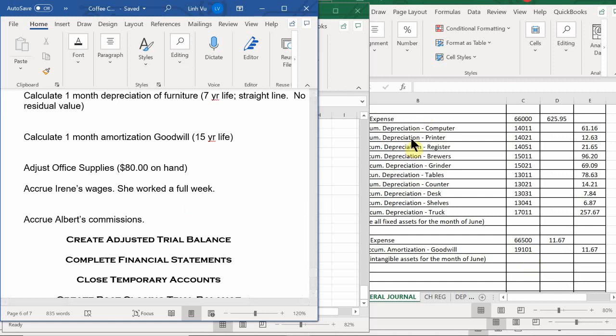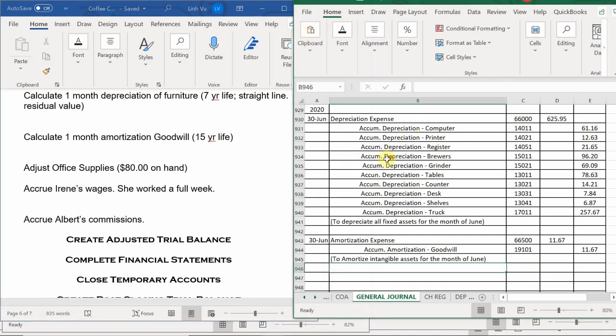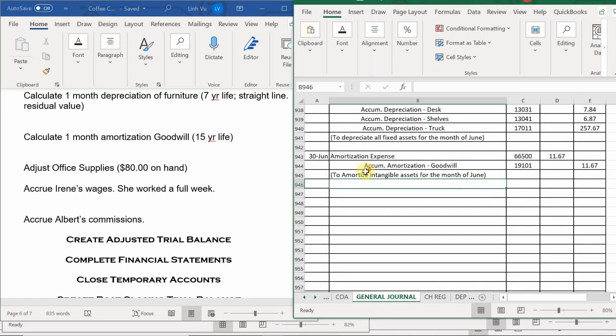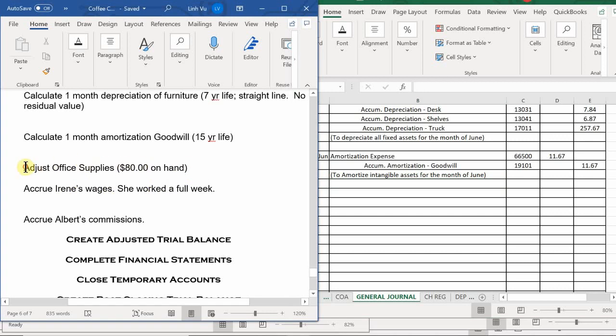So we finished our depreciation expense. We finished out our amortization expense. So let's see what is next. Here it says right here that we need to adjust the office supplies, okay? Because now we have only $80 on hand, okay?